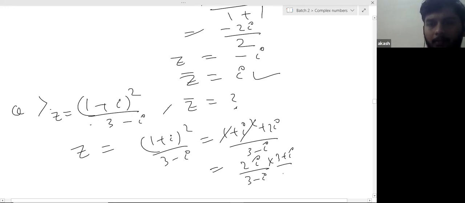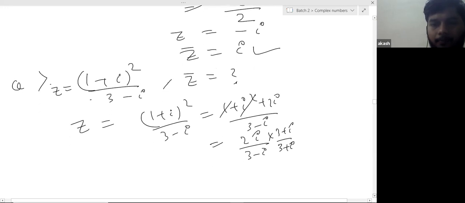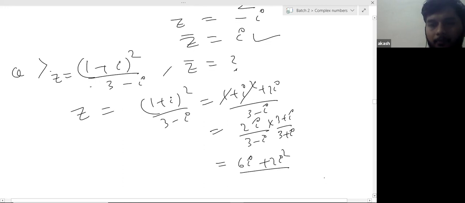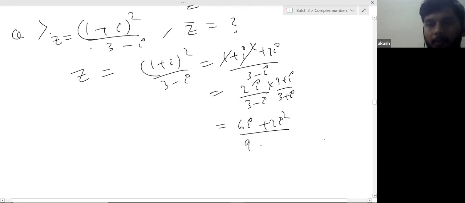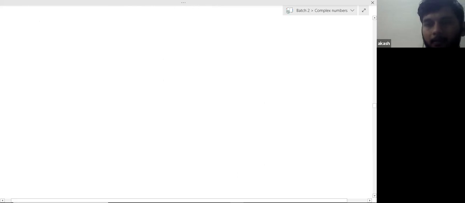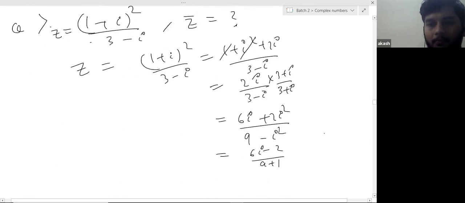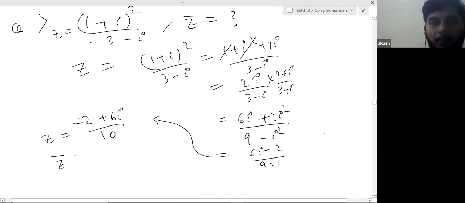Okay, 3 plus i. So this is 6i plus 2i square. This is 9 minus i square. So this is 6i minus 2 upon 9 plus 1. I can write this term here. Minus 2 plus 6i upon 10. This is z. So z bar would be minus 2 minus 6i upon 10. Clear?